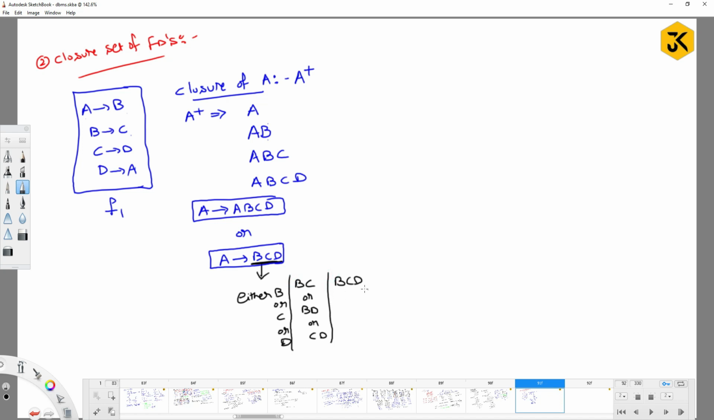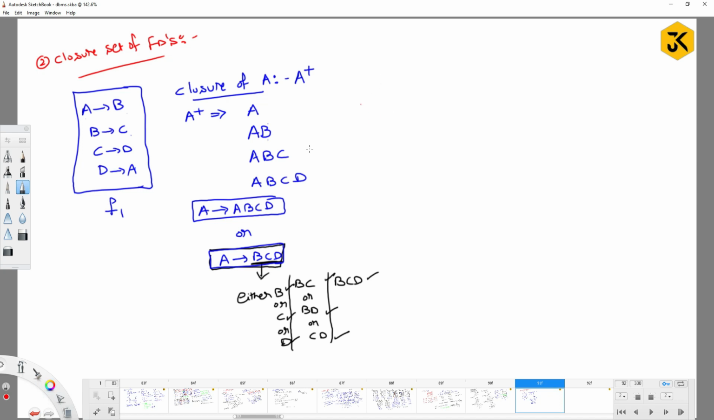As it is the first example I am trying to define, what is the meaning of this? I can determine either B or C or D or BC, BD or CD or entire BCD. That's the meaning of this, right? So basically, in textbooks you can observe it has some different presentation.